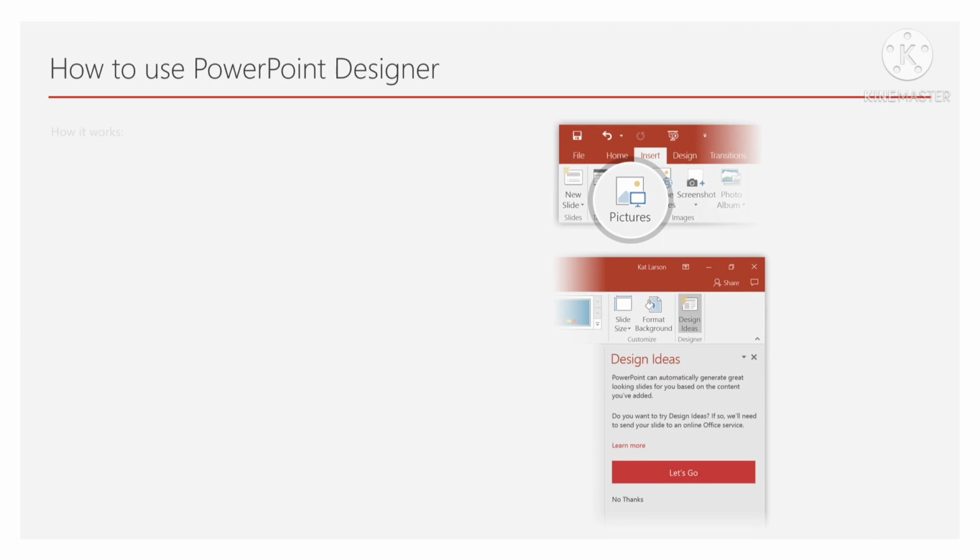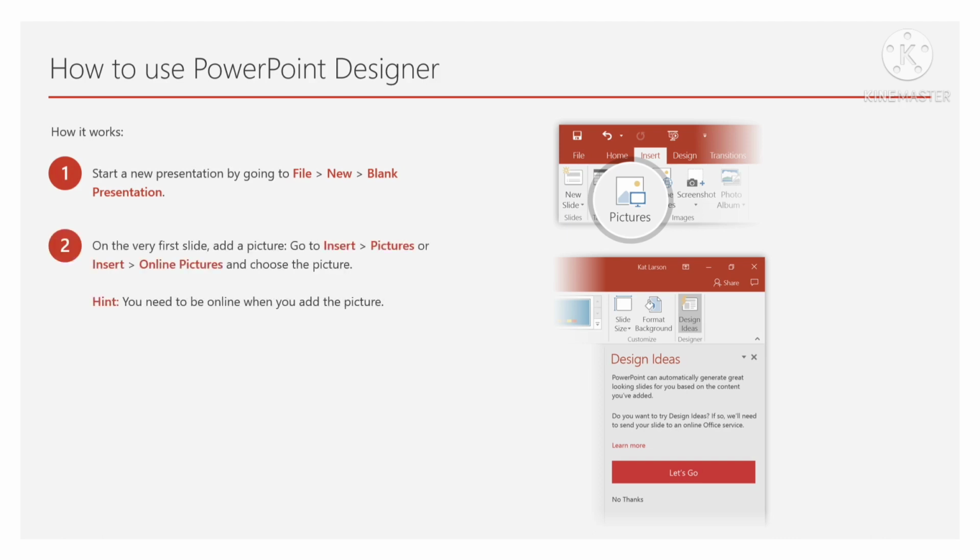How to use the PowerPoint Designer. How it works. Number 1. Start a new presentation by going to File, to New, to Blank Presentation. Number 2. On the very first slide, add a picture. Go to Insert, to Pictures, or Insert to Online Pictures and choose the picture. There is a hint, you need to be online when you add the pictures.